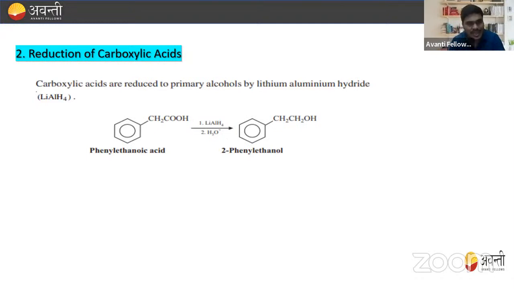Basically, carboxylic acids are reduced to a primary alcohol by lithium aluminum hydride, that is LiAlH4. So carboxylic acids are reduced to primary alcohols by reduction with lithium aluminum hydride, like this phenylethanoic acid. Okay, for benzoic acid, when treated with LiAlH4 and H3O+, it will convert into the alcohol. So we can say that here the benzoic acid will convert into an alcoholic group.